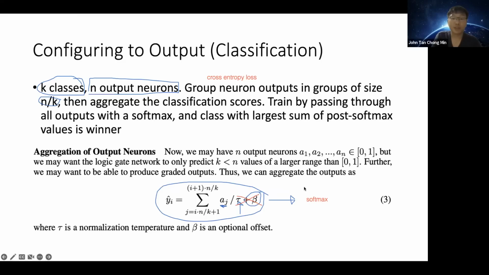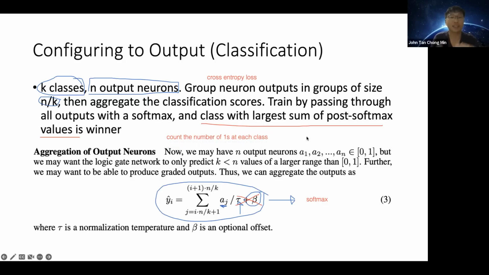Using this softmax, you can then backpropagate to each of the different logic gate neurons. This is how they did the classification. The loss is trained using the softmax and then cross entropy loss. The winner of the class will then be the class with the largest sum of the post-softmax values. Or if you are doing inference only, you can also count the number of ones at each class, or just add up the output at each class.